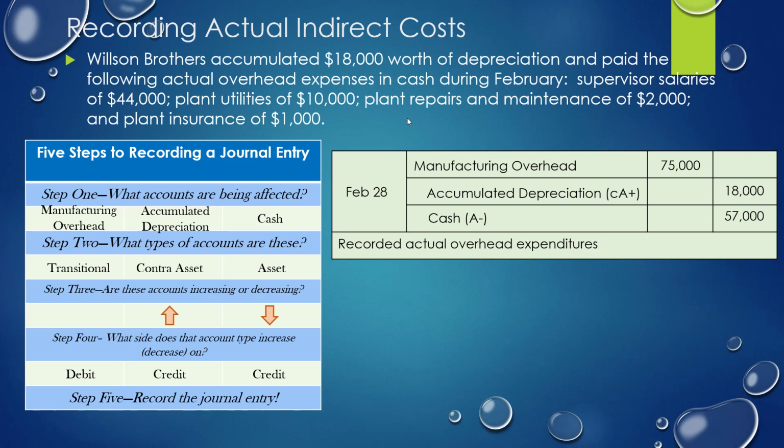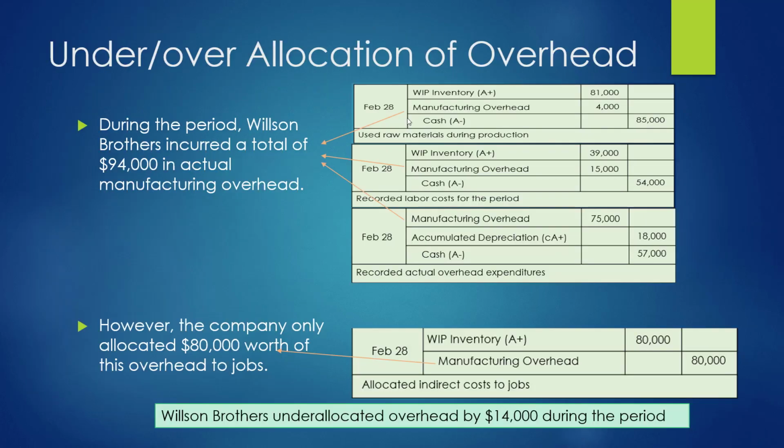And at this point, Wilson Brothers has a problem. The problem is that in our 3 journal entries, when we recorded actual overhead costs, we had $4,000 of indirect materials, $15,000 of indirect labor. Those are still actual. You actually have to buy those materials. You actually have to pay your support staff. And then we had $75,000 of other actual indirect costs. If you total those 3 numbers up, that's $94,000.